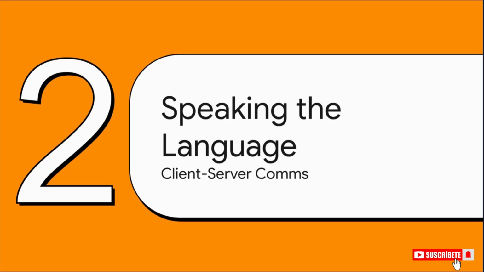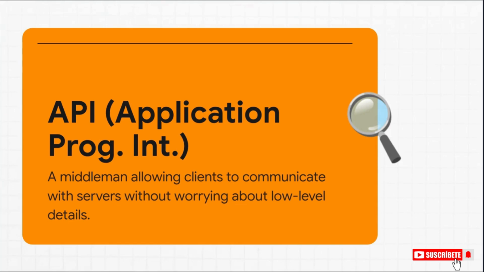So, the connection's been made. The client found the right server. Now what? How do they actually speak the same language to get anything done? They do it through something called an API.